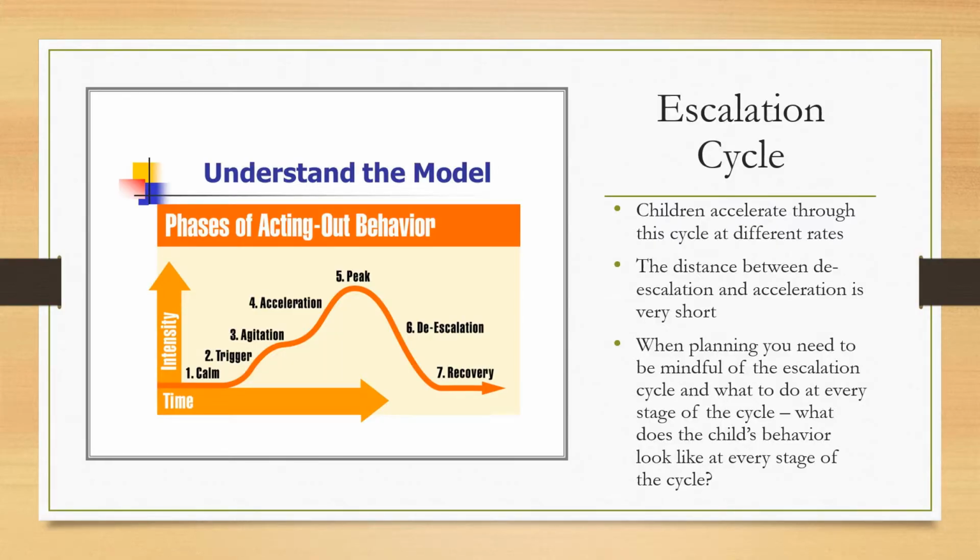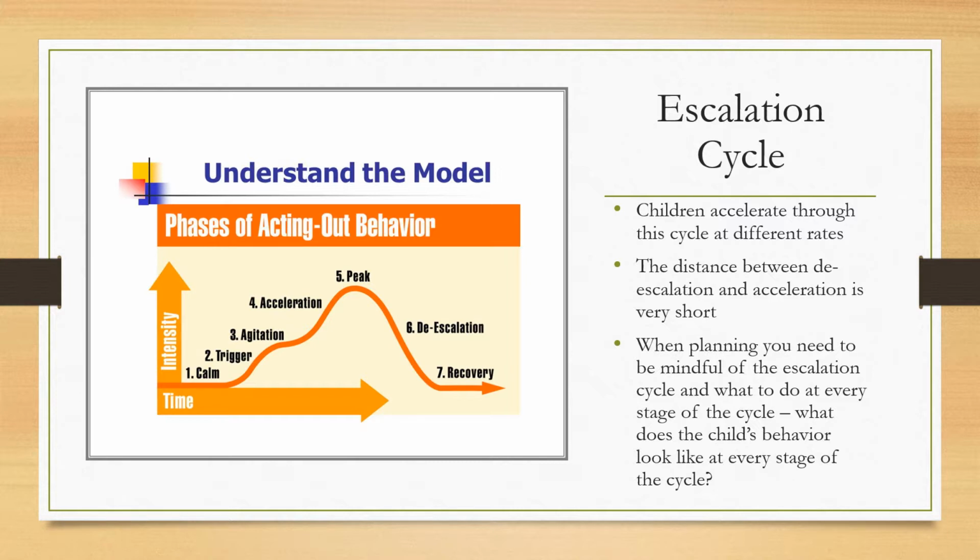We have another image here, which is the escalation cycle, which is also really important to understand. It's got phases of acting out behaviour and intensity over time. What's important to know is that children accelerate through the escalation cycle at different rates. Some children might go way up really quickly, where some might have a more prolonged period of becoming agitated and accelerating, and the peak might be really short. Or some children, their peak might last for ages. Everyone cycles through this really differently, but all children will go through all these stages. It's just a matter of plotting out what it looks like for that particular child.